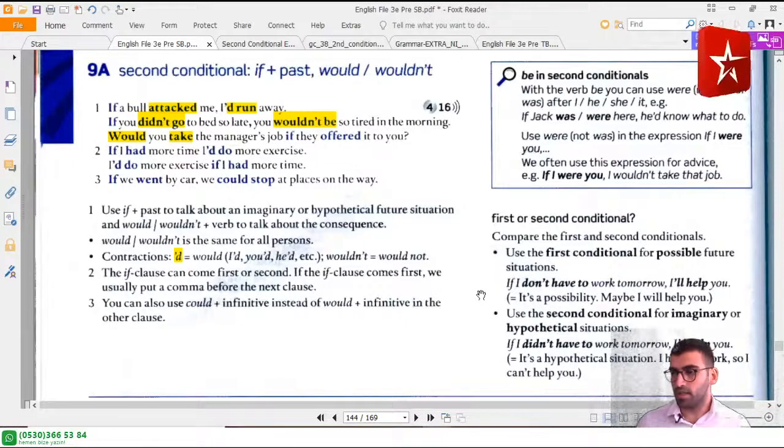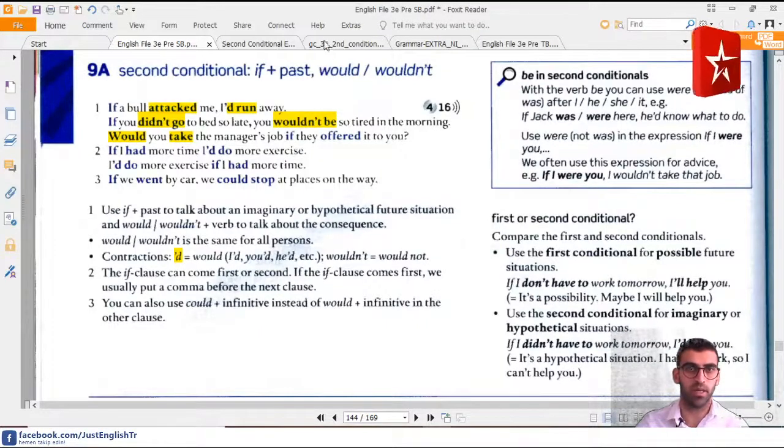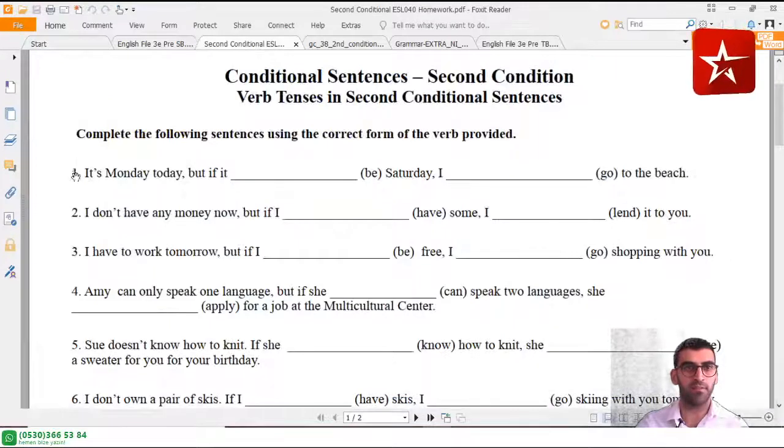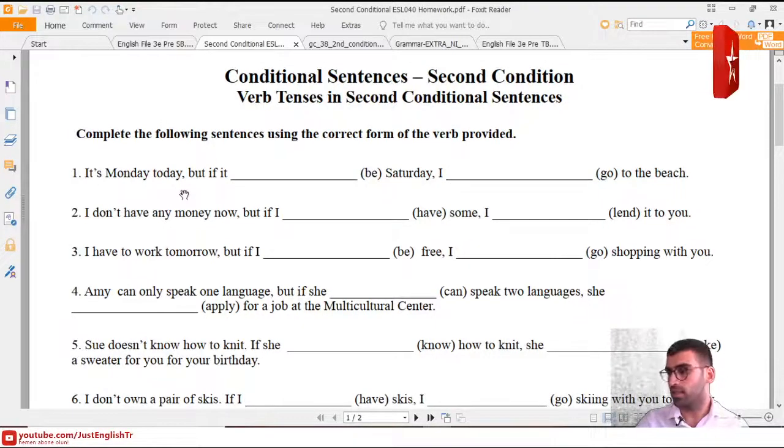Okay? So, guys, I want to ask you, do you have any problem with the second conditional type? If you have, let me know and we can solve it directly here, immediately. Yes, if not, if you say that, teacher, we don't have any problem for the second conditional sentences, I want to continue with some exercises that we will do together here. We have verb tenses in the second conditional sentences, as you see. We will start doing them one by one.